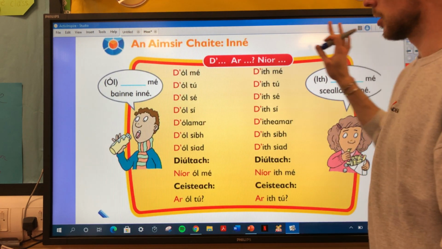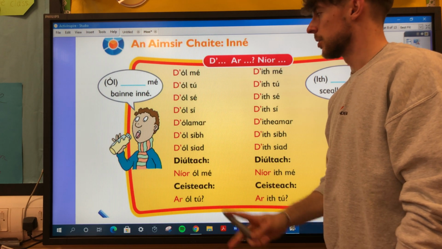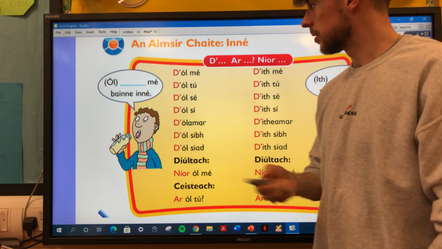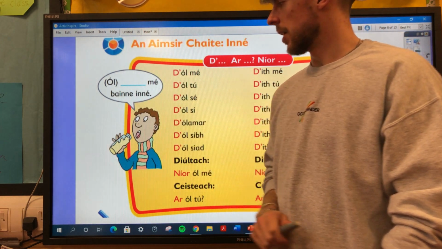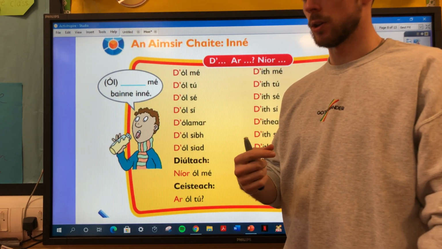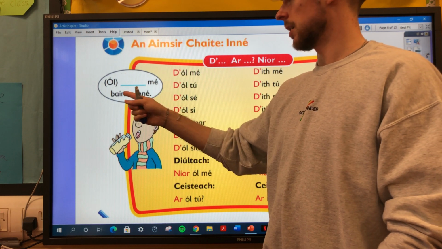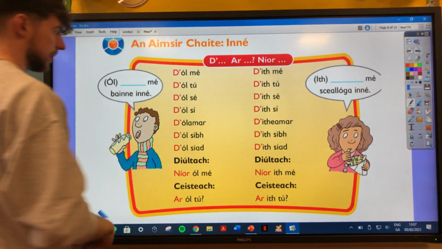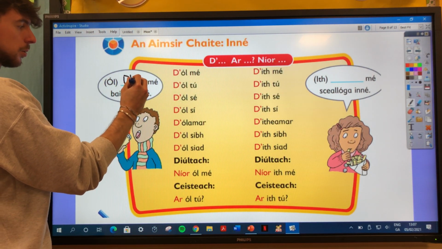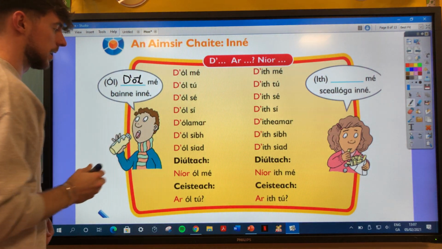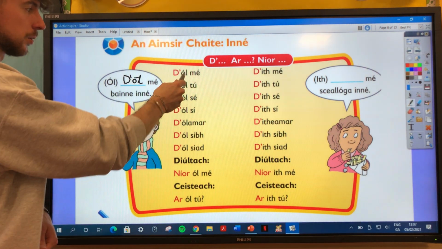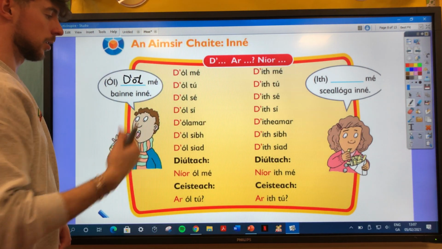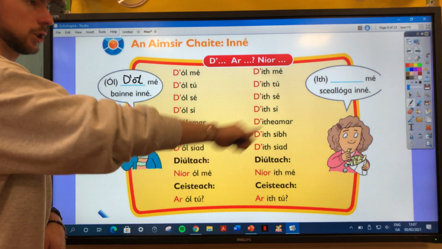Okay, agus an seo tá an aimsir caite inné. So tá dól agus di, so bhí mé déanamh dól agus di. So all me banya inné. So all means drink. So drink me banya ne. So what's the correct way to say that? It's not all, it's dol me. Okay? Dol me banya ne. Okay? Dol me, dol chu, dol she, dol she, dol amur, dol shiv, dol sheed.